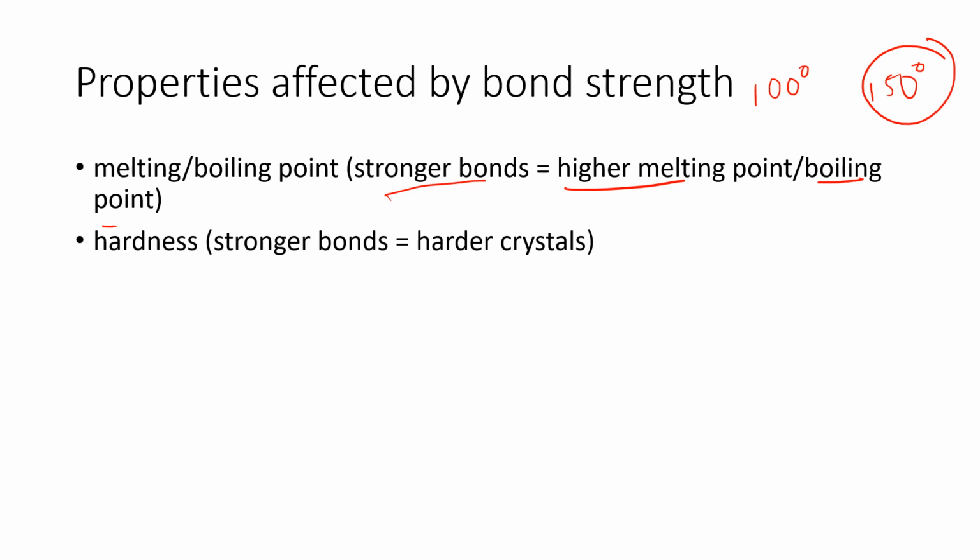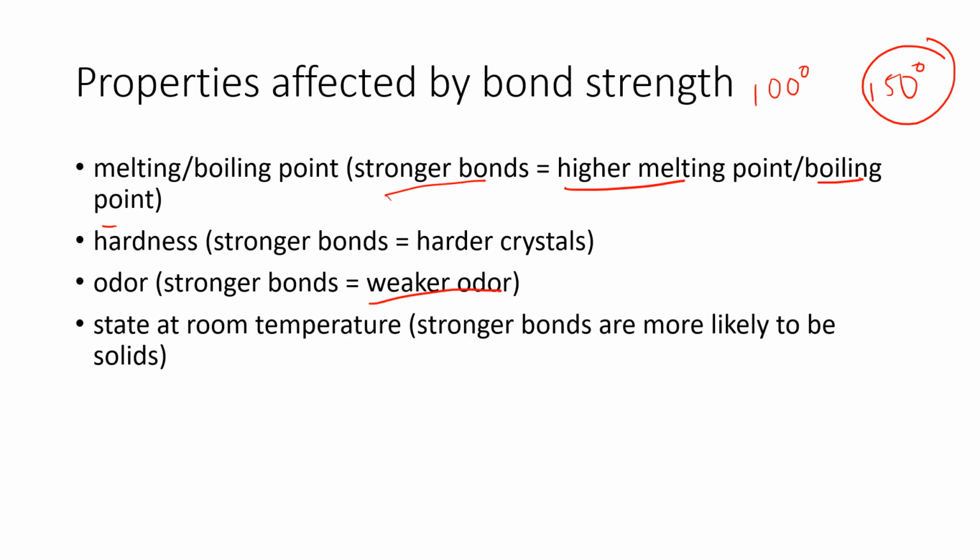The next thing is hardness. Stronger bonds equal harder crystals. The ones that are a lot more solidified would be the ones with the stronger lattice. Odor: stronger bonds mean a weaker odor, so ones that you wouldn't be able to smell that much. State at room temperature: the ones that are more likely to be solids are the ones that have a greater, stronger bond.